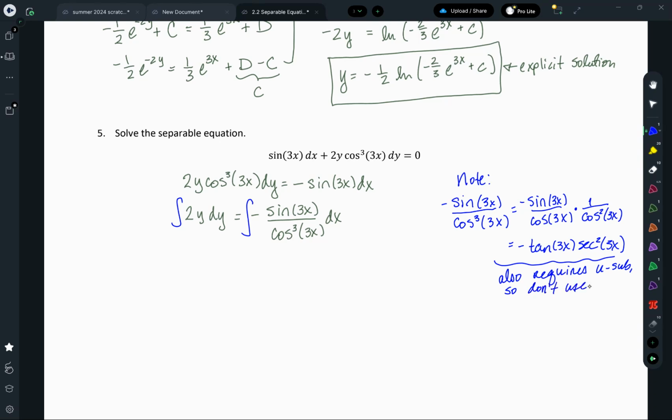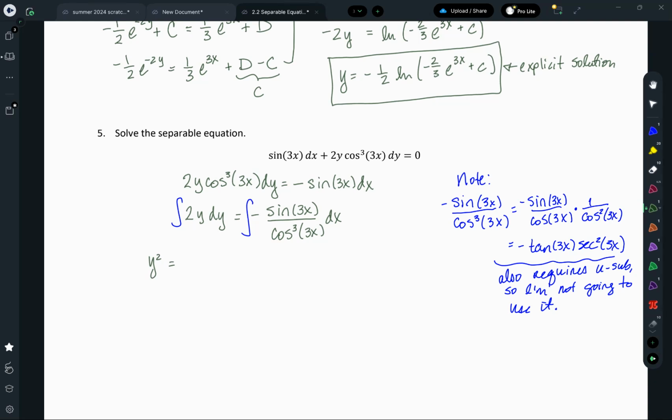You could use it, but I'm not going to use it. Okay. Now on the left-hand side, when I integrate 2y dy, I just get y squared. And on the right-hand side, I need to do my u substitution.